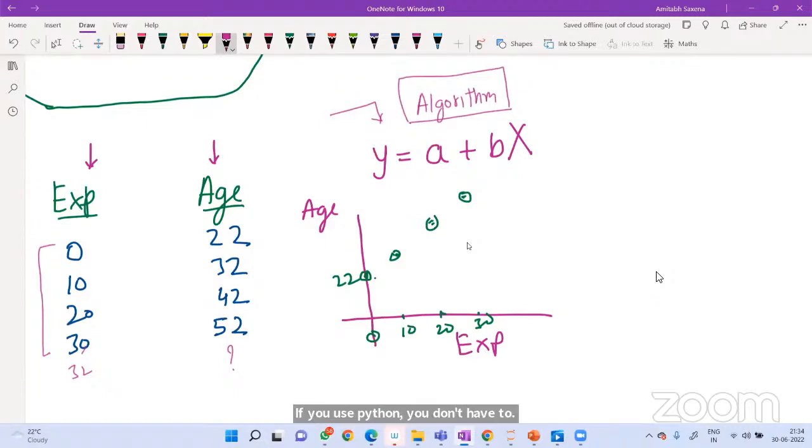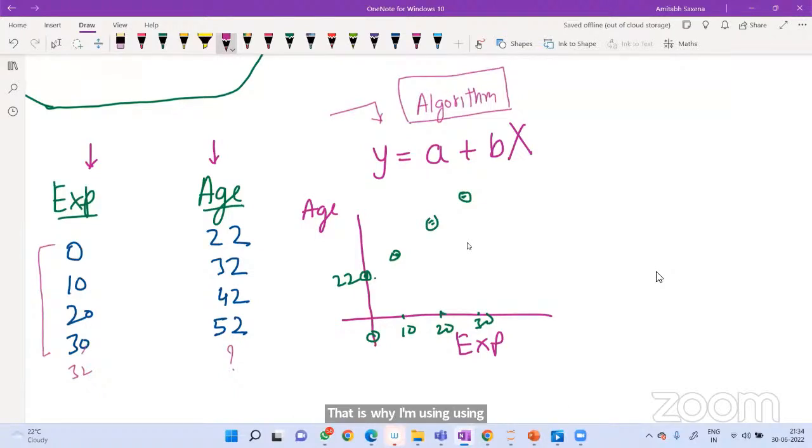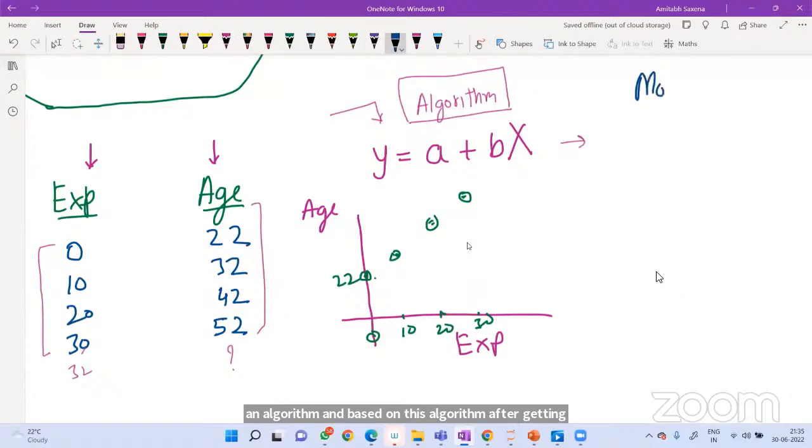You don't have to really know these equations. I'm using this equation to explain the concept. So this is an algorithm, and based on this algorithm, after getting trained on the existing data, I can create a model.